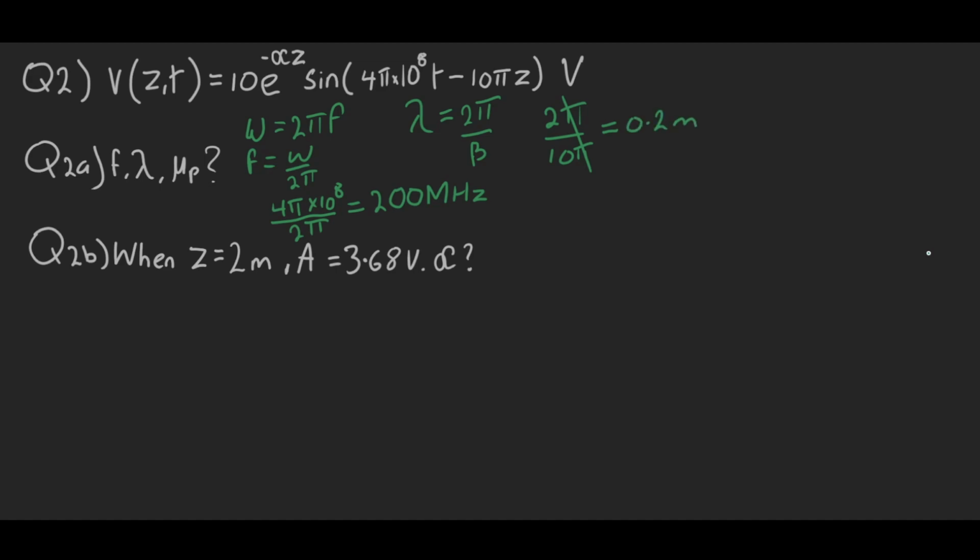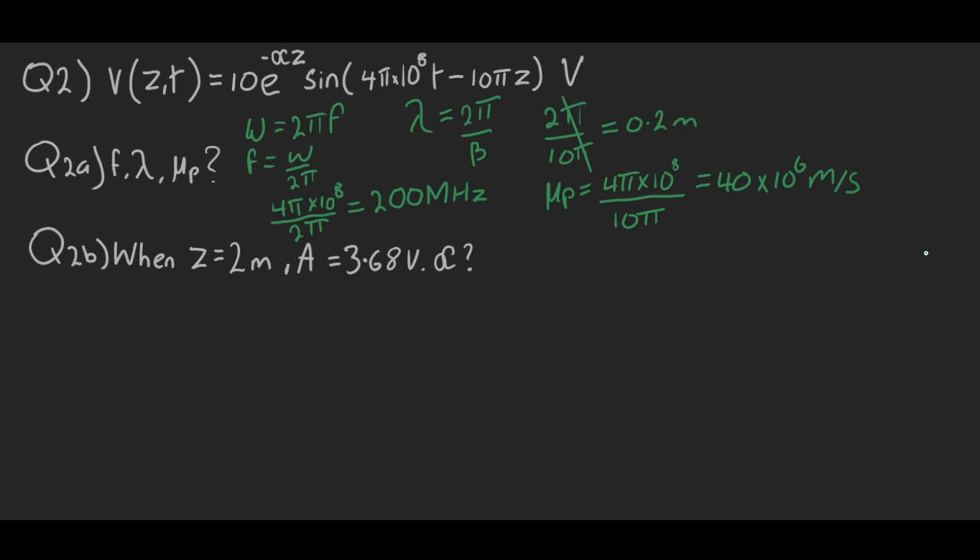That's that, and now let's find the phase velocity. So this is omega over beta, 4 pi times 10 to the 8 divided by 10 pi will give us 40 times 10 to the 6 meters per second. There we go. That's question 2a solved.